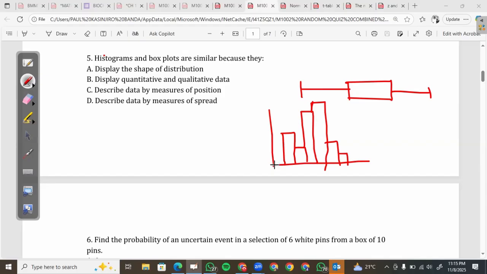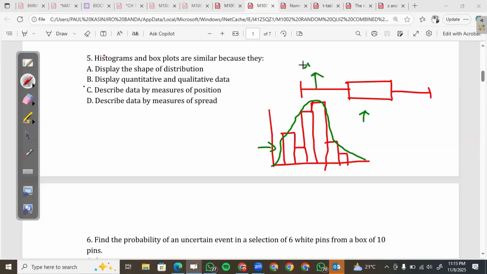If I was to draw a rough sketch around this histogram like that, we see that this one will be a bit skewed to the right because it has a slightly longer tail than this one on the left. So it just shows us the distribution of the data that we have. And even in the box plot, it's the same. So you just compare these.